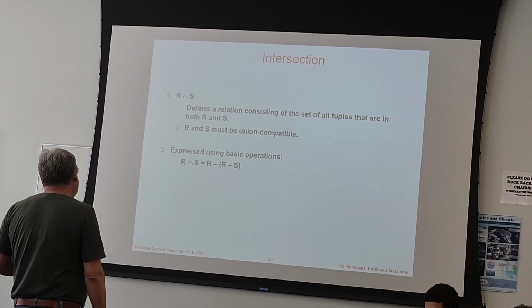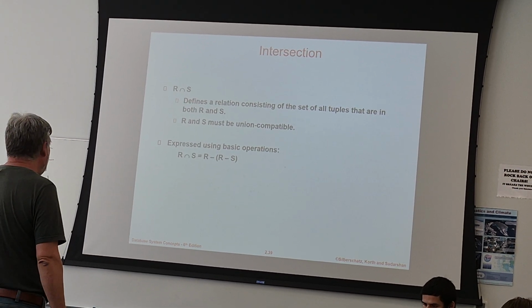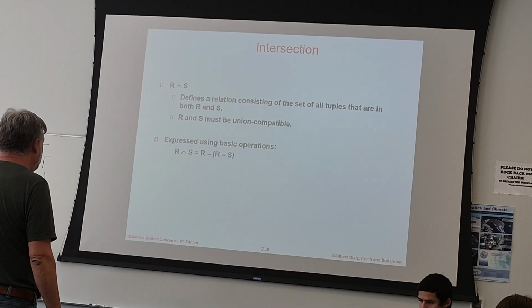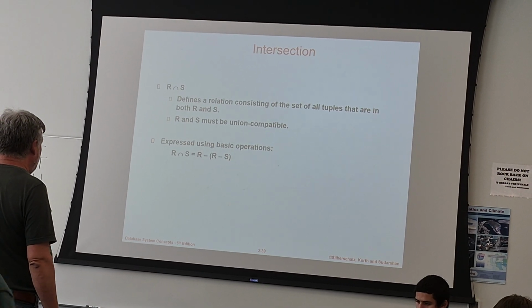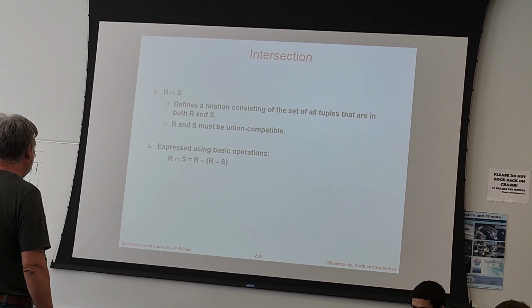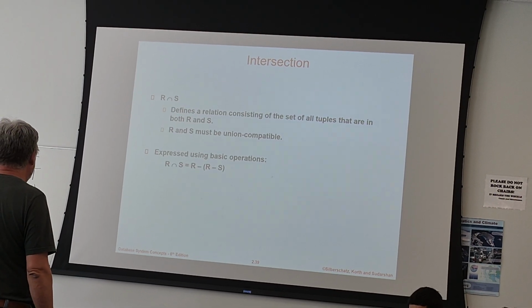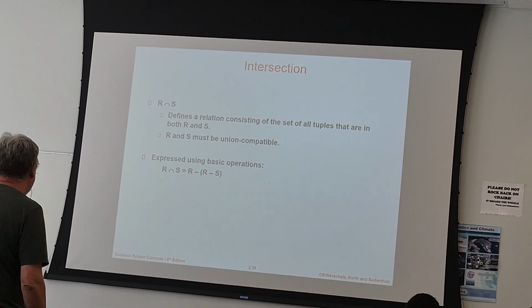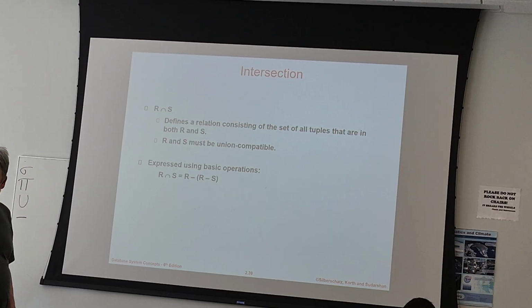R intersect S is equivalent to R minus all of the values in R that aren't in S. Take those values out of R. Does that make sense?